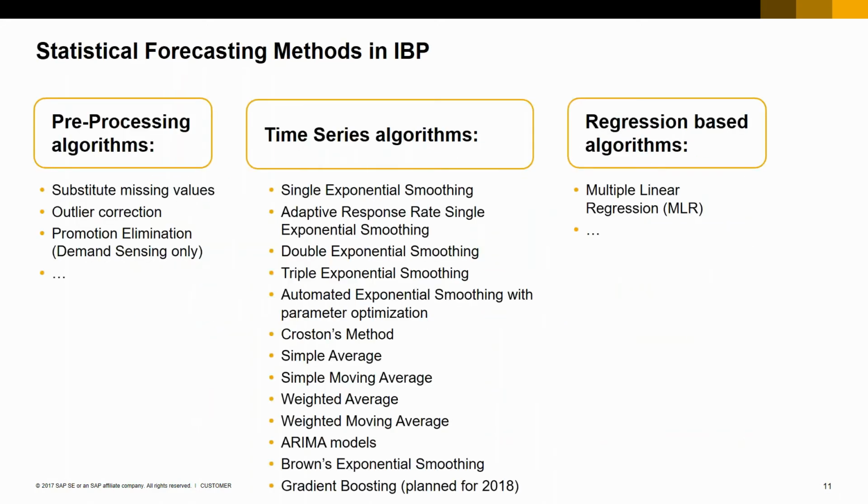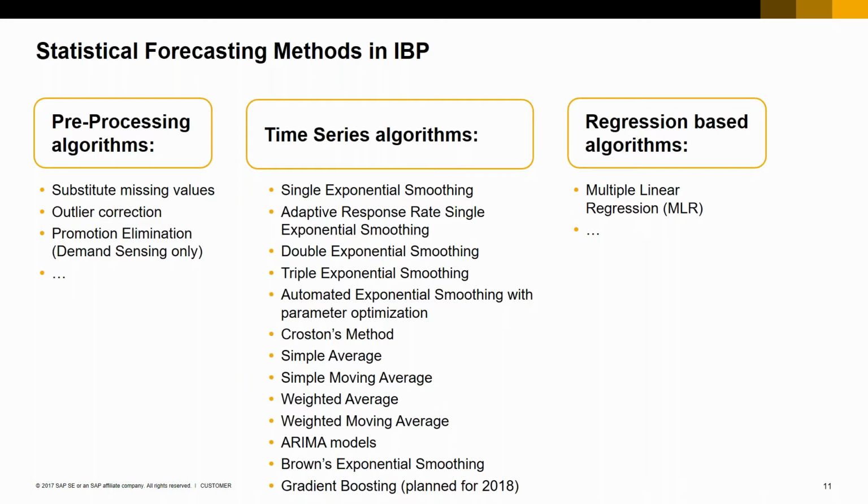If we look at the overall statistical forecasting methods in IBP, we talked about a few in the previous example. But the time series algorithms, we have a listing here. I want to point out 3 things down at the bottom of the list. One is that in the 18.0 release, we include ARIMA models. So that's auto ARIMA and SARIMA, which is the seasonal ARIMA. We included Brown's exponential smoothing, which is more of a trend methodology. And then we have planned, hopefully for 2018, to include gradient boosting.